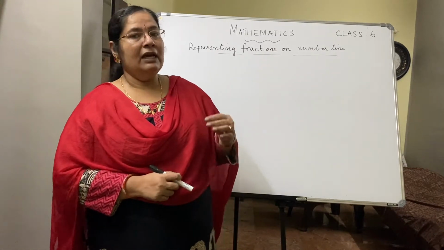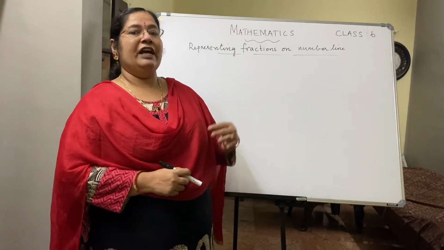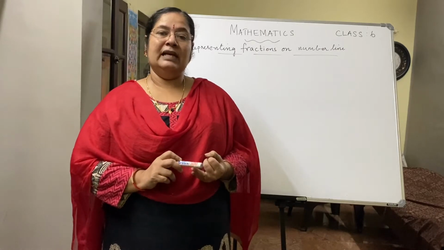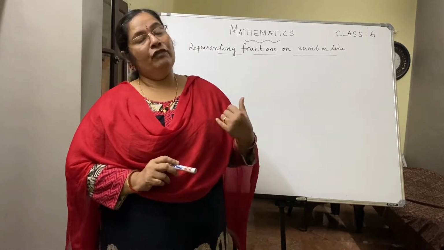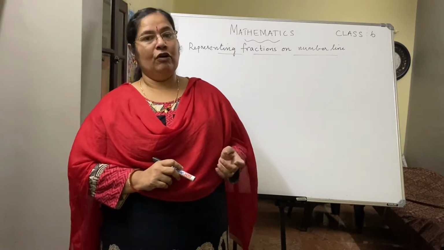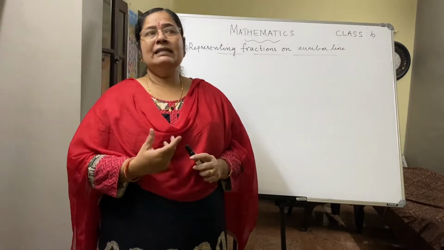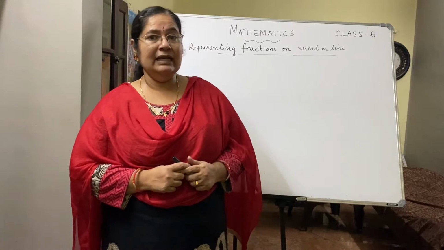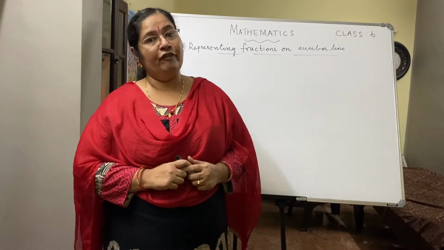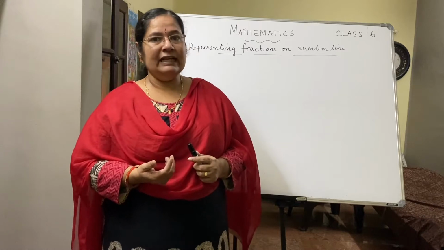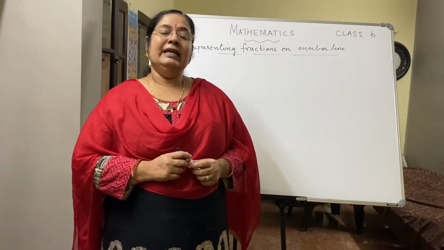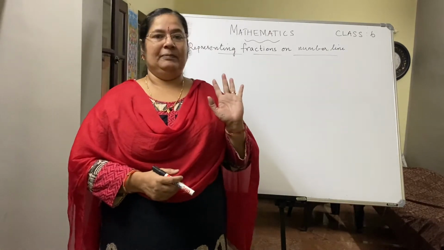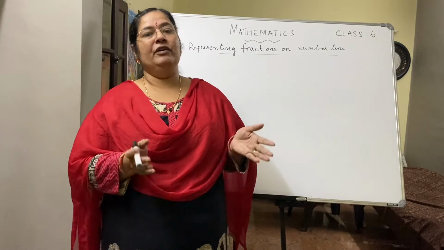Today we'll be learning how to represent proper fractions on a number line. Earlier we have learned how to represent whole numbers, natural numbers and integers also on a number line. Now we'll learn how to represent proper fractions on a number line. In a proper fraction, the denominator is greater than the numerator. For example, if you take 4 by 5, 5 is a denominator which is greater than the numerator 4. In all cases, the value of the proper fraction will be less than 1. It won't be more than 1. It will be less than 1.